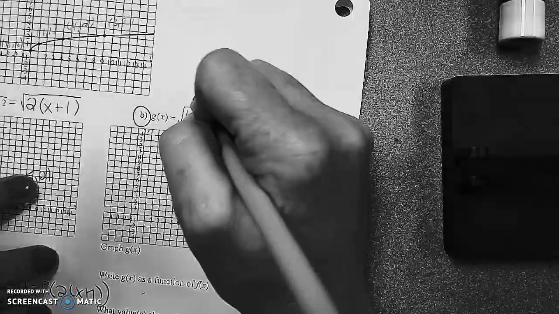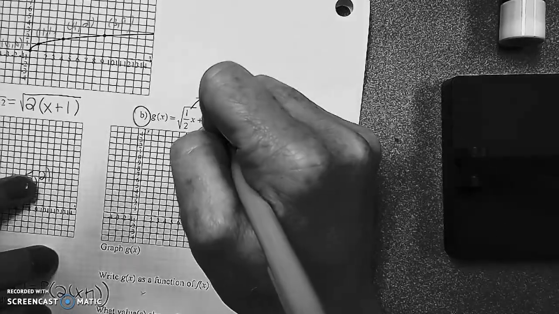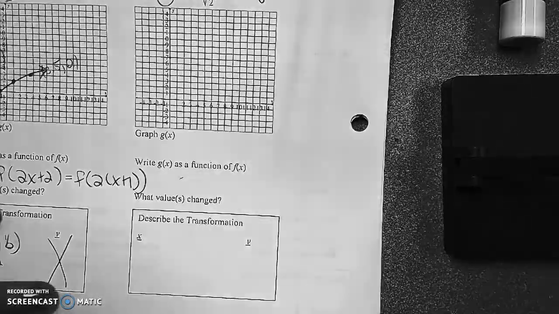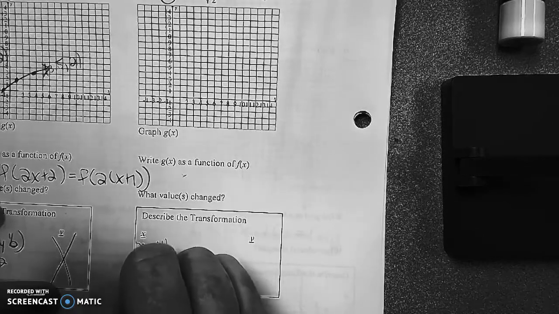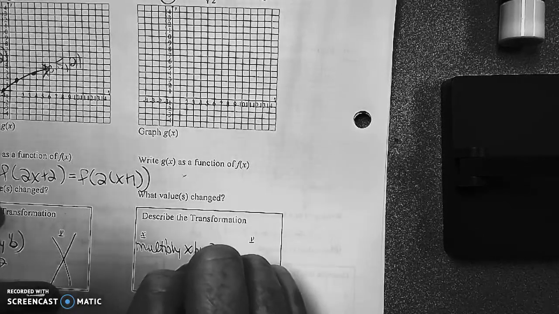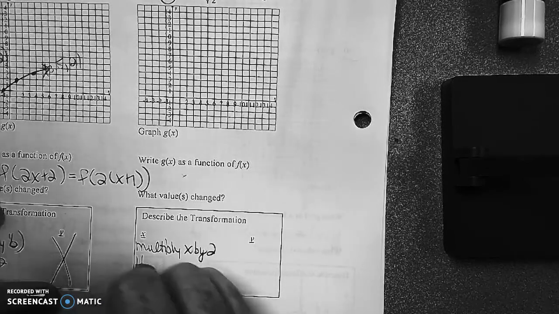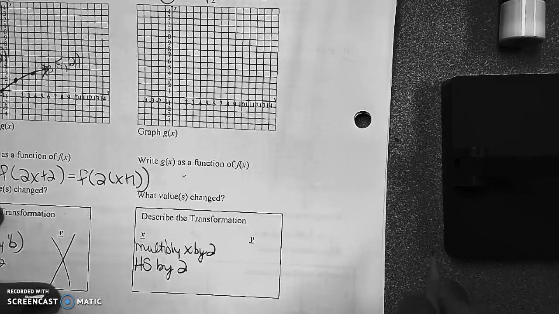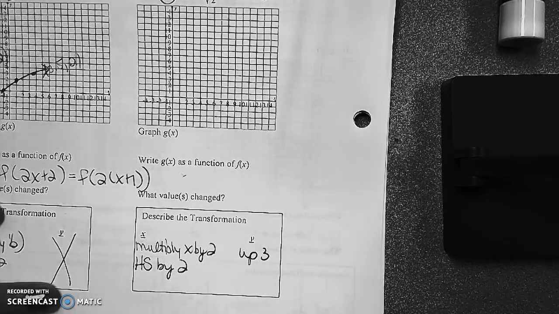So B part, notice the only thing I have changing the x's is this 1/2, and then the plus 3 is changing the y's. Remember, x lies to you, so you're not actually going to multiply your x by 1/2. You're going to multiply x by 2. Since you're multiplying x's, that's horizontal. If you multiply by 2, things are getting bigger, so that's a stretch by 2. And then last, I've got that plus 3. That's up 3.